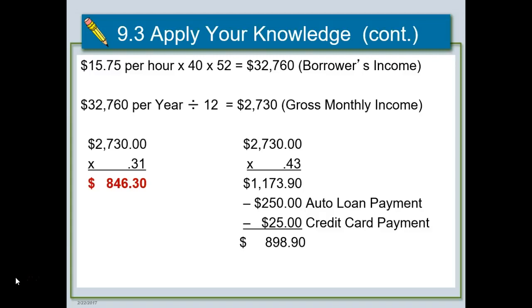Step 1, take the income times the front ratio for FHA, which is 31%, it would have been 846.30. Then for the back ratio, the income times the back ratio minus the debt, just press equal. So the 2,330 times 43% minus the auto loan minus the $25 credit card payment, you would have gotten $898.90.